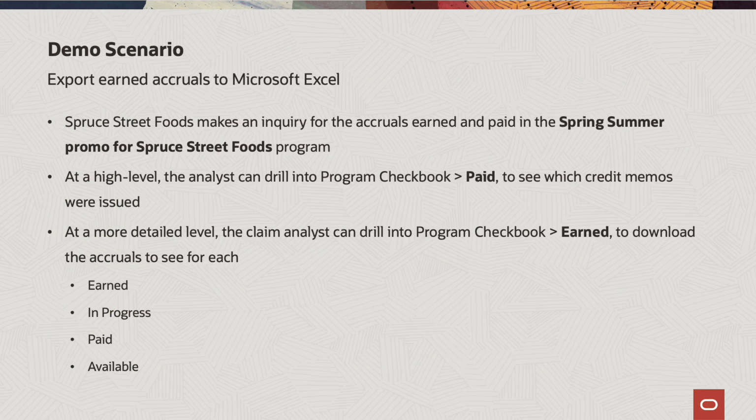In this demo scenario, we are going to export earned accruals to Excel. The customer, Spruce Street Foods, makes an inquiry for the accruals earned and paid in the Spring-Summer promo program. We will cover how to show an audit of credit memos issued to Spruce. We'll also cover how to show an audit at a detailed accrual level that tracks each accrual earned, how much of it is in an open claim, how much is paid, and how much of it is still available.